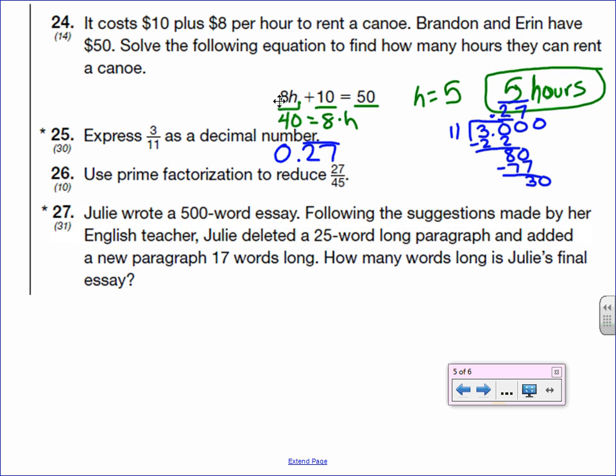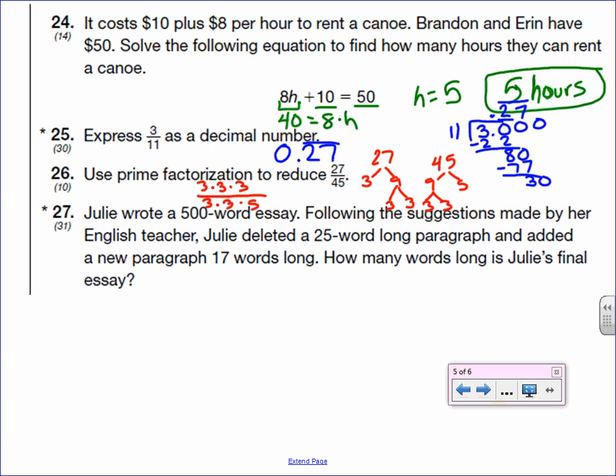Then use prime factorization to reduce 27 over 45. So the prime factorization for 27, 3 times 9 is 27, and 3 times 3 is 9. So 27 breaks down into 3 times 3 times 3. And then 45, 9 times 5 is 45, 3 times 3 is 9. So 45 is 3 times 3 times 5.